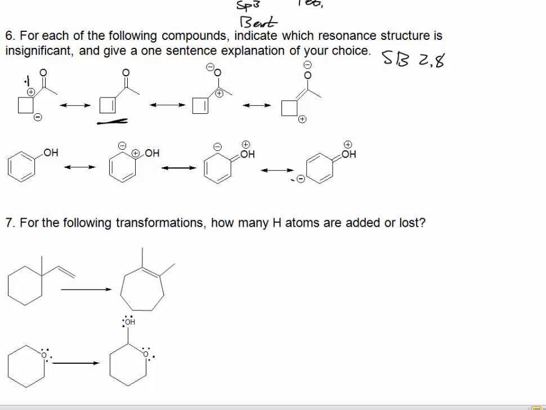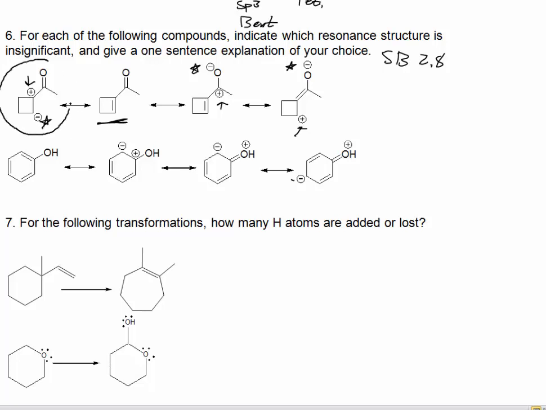Or all the rest of them have cations on carbon, so they all have some sort of incomplete octet. So that's not going to be the difference. These 2 here have negative charges on O. This one has a negative charge on carbon. And so that's going to be the difference maker here.